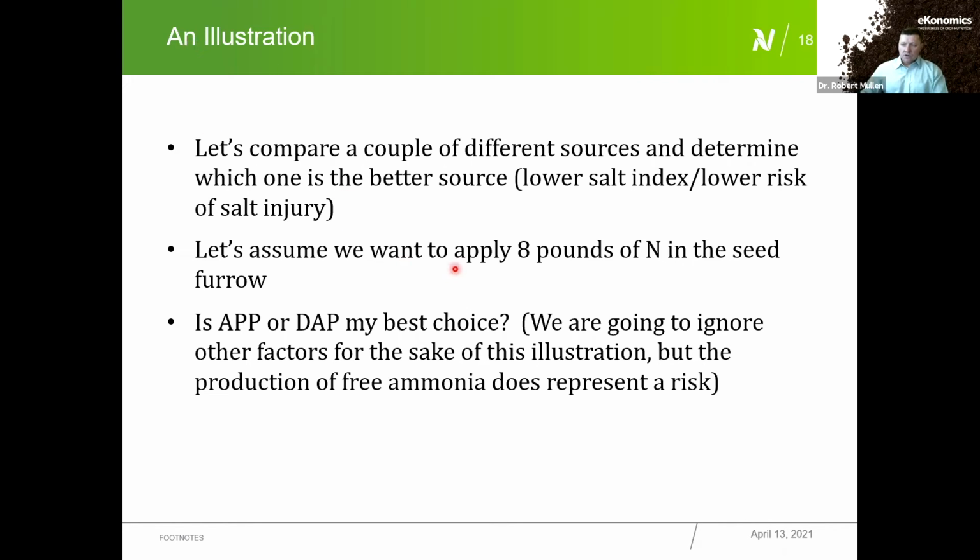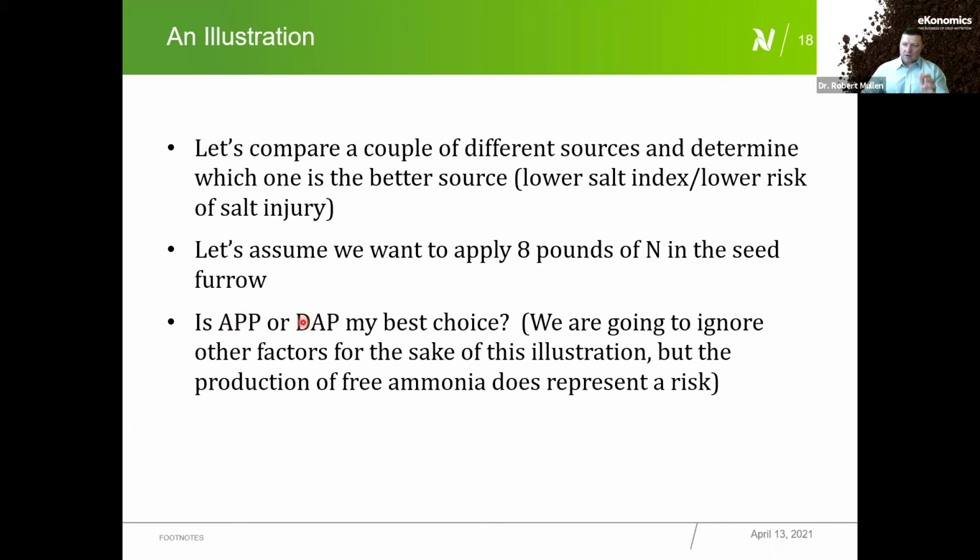So let's assume that my desire is to apply 8 pounds of nitrogen in the seed furrow. I can apply either ammonium polyphosphate or I can apply DAP. Which is my best choice? I have to say this again: I'm ignoring other factors. Obviously, I'm comparing a liquid and a dry.